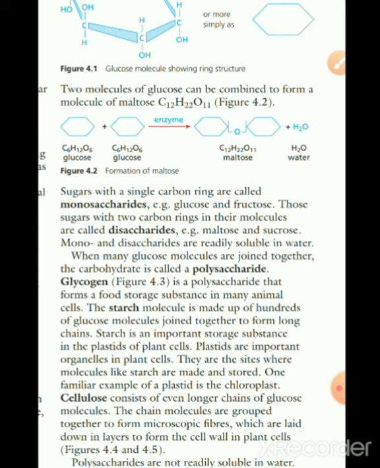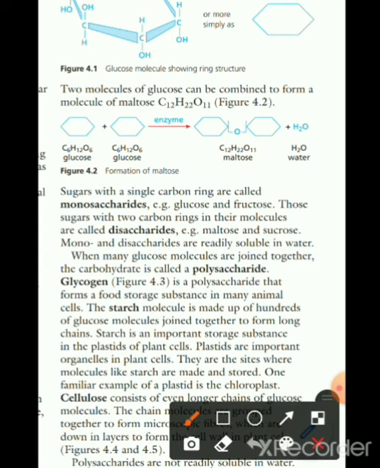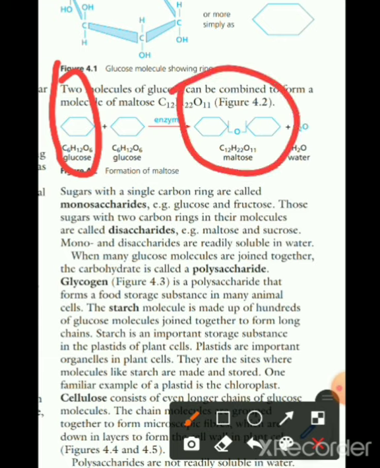Sugar with a single ring is called a monosaccharide. What do we mean by this? If we take only this one molecule, it is called a monomer. So when there is a single ring, it is called a monosaccharide. Examples of this are glucose and fructose. Sugar with two rings in its molecule is called a disaccharide. For disaccharide, maltose is an example.